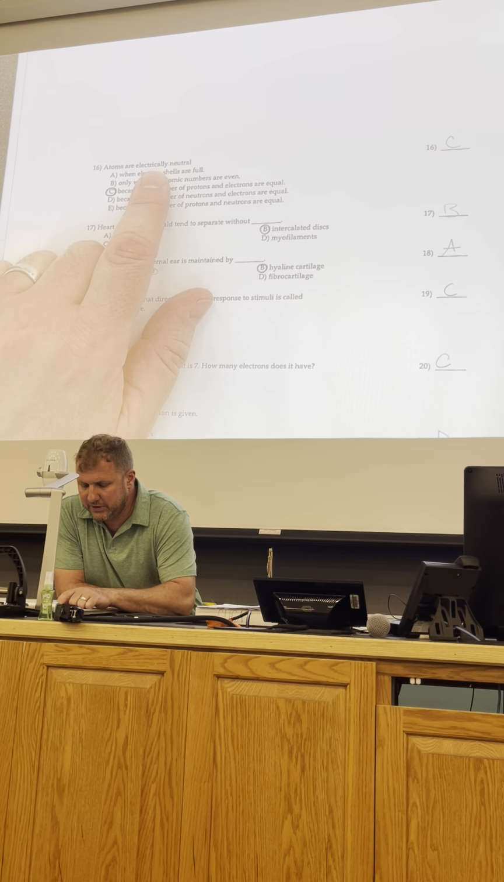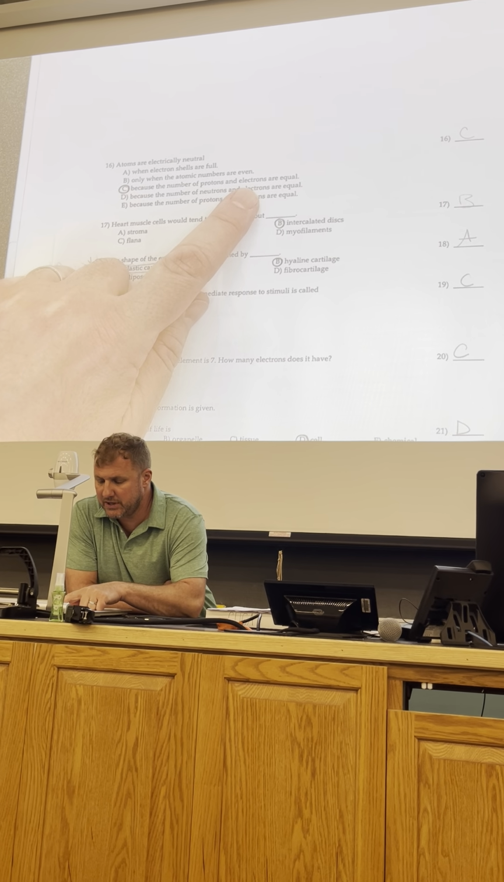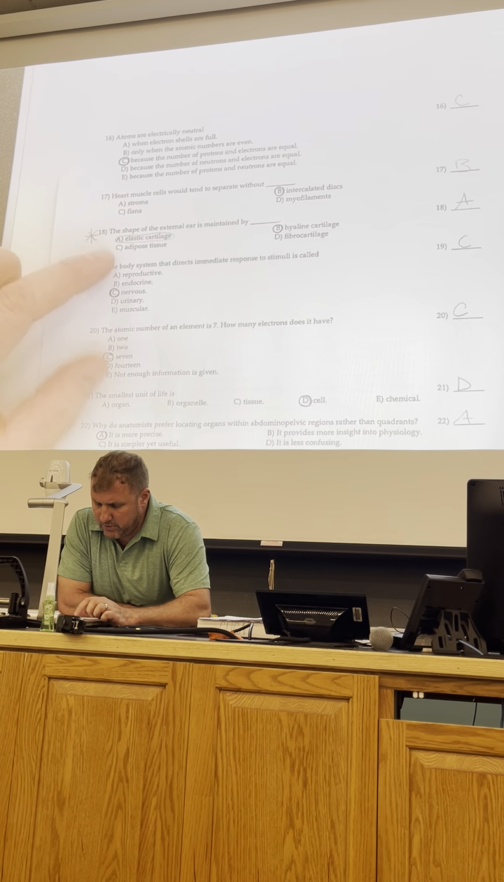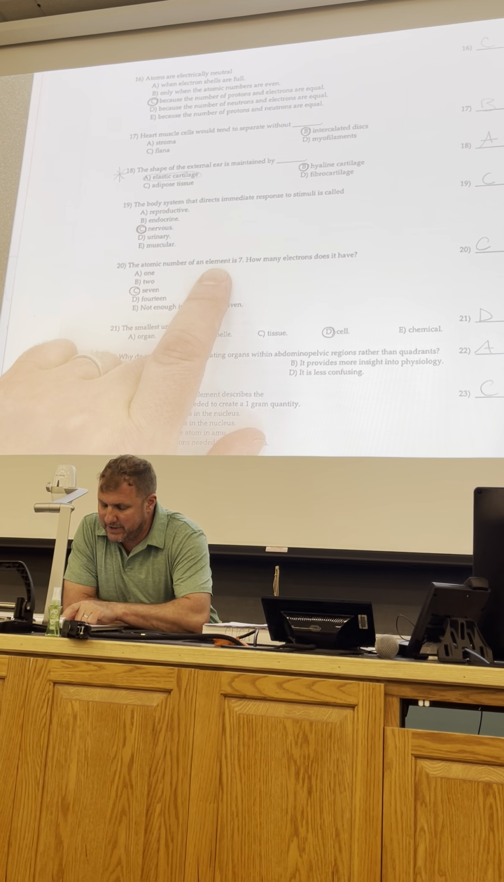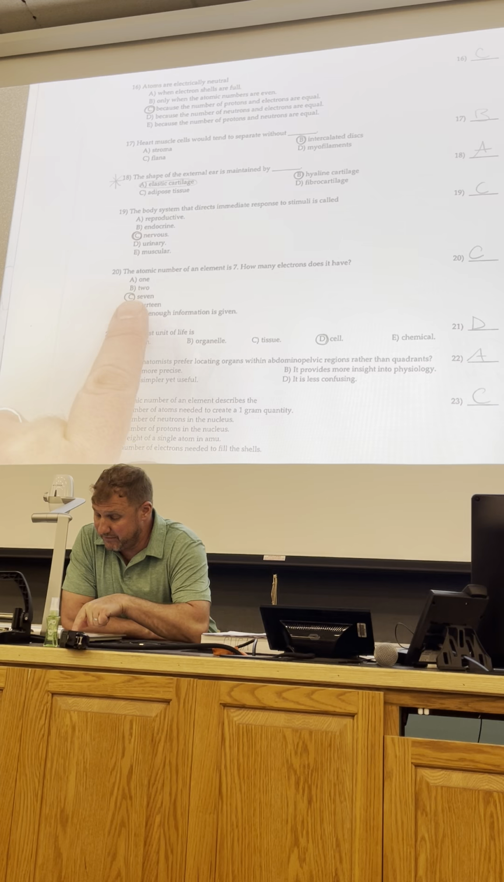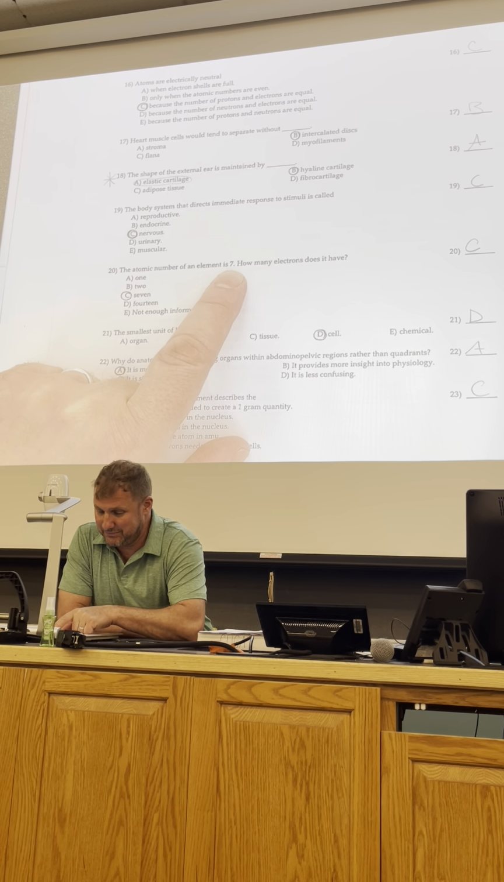Atoms are electrically neutral because protons and electrons are equal. Sure, I think we would have got that one. Heart muscle, no. External, no. The atomic number of an element is 7. How many electrons does it have? It's gonna have 7. How many protons will it have? 7. Good.